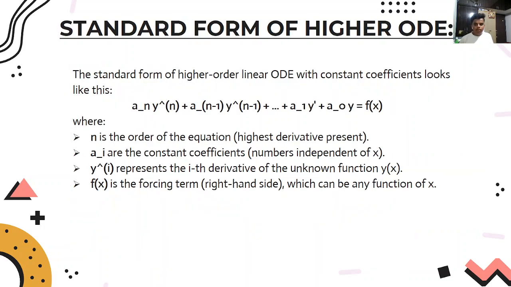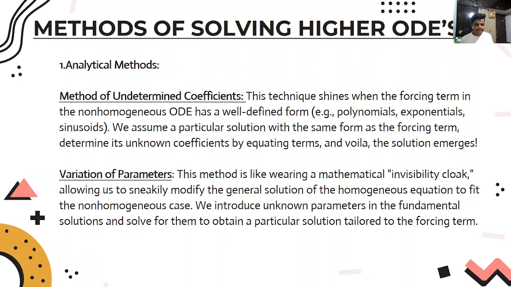Then this is the standard form of a higher order differential equation, where n is the order of the equation, the highest derivative present. Then a sub i are the constant coefficients. y to the power i represents the ith derivative of the unknown function y of x. f of x is the forcing term, the right hand side, which can be any function of x.